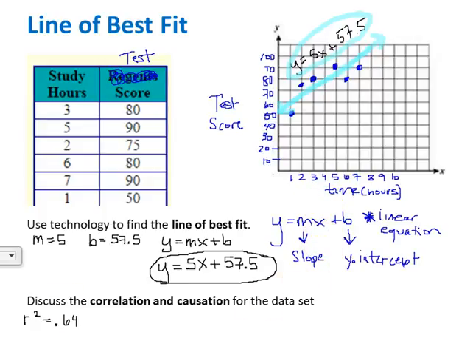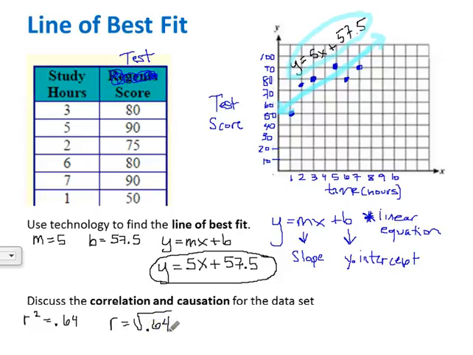Now we want to see how close our equation is to all of our points, how well it represents all of our points. And that is what our correlation coefficient is going to tell us, how close our line of best fit gets to all of our points. So I have r squared and I just want r. Remember, to get r all alone, I need to undo a square, so I'm going to take the square root of 0.64.